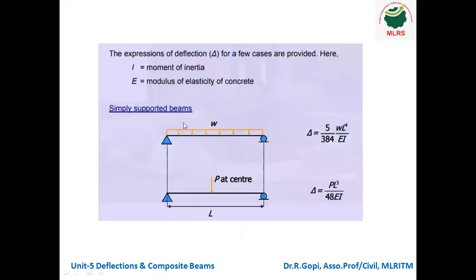So you can see here the expressions of deflection for a few cases are provided. I is the moment of inertia, E is the modulus of elasticity of concrete. In case of a simply supported beam carrying UDL throughout, what is the deflection formula? W is the UDL load per meter. This is the deflection at the center, the maximum deflection. So delta, the deflection, is equal to 5 by 384 WL power 4 divided by EI.